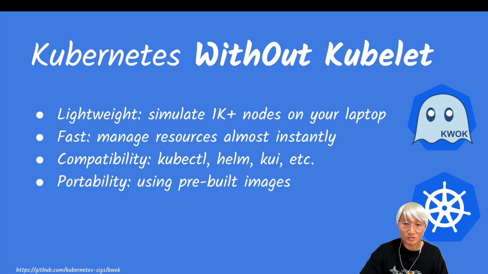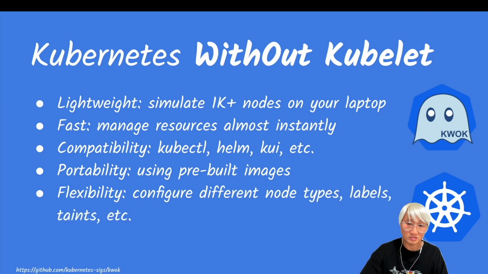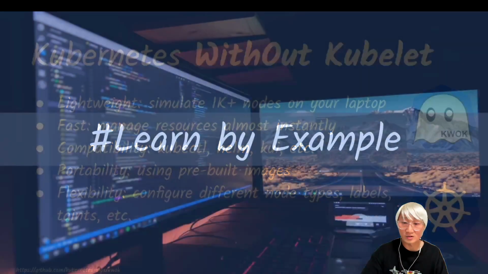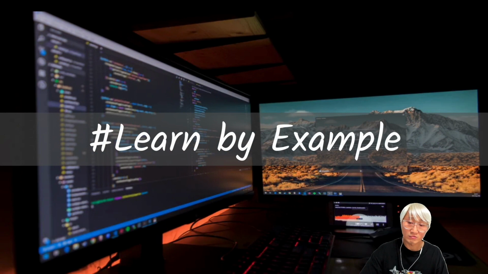You use a pre-built image, like an etcd image server, which allows you to just pull that image, run it, and create a new cluster. And you can configure different node types, labels, and taints. It's really the same syntax as your Kubernetes resources. Let's get into the demo, how it works, and what that looks like.